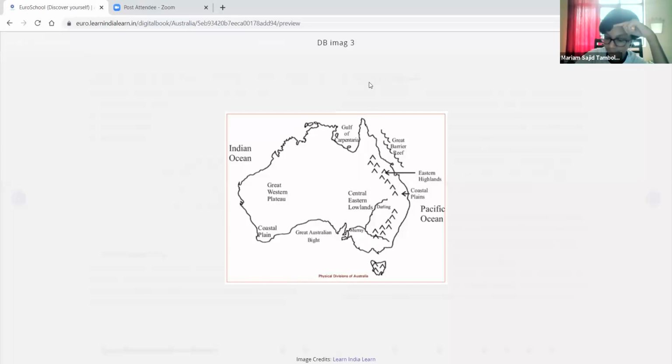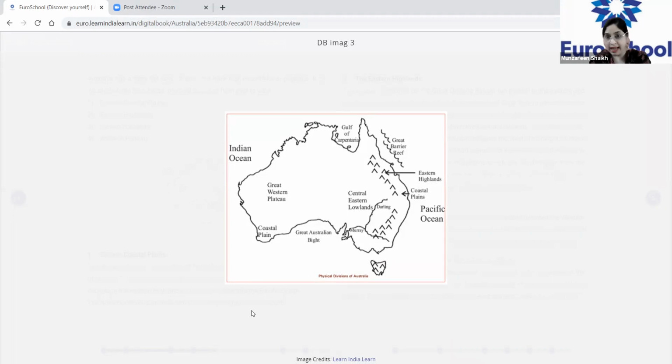Yes, ma'am. Okay, where is it lying? It is lying in the low-lying areas that is located between the Western Plateau and Eastern Highlands. Can you see Western Plateau and Eastern Highlands? It is lying between them. Just take the cursor to the central lowlands, beta. Okay, so this is where the location is.